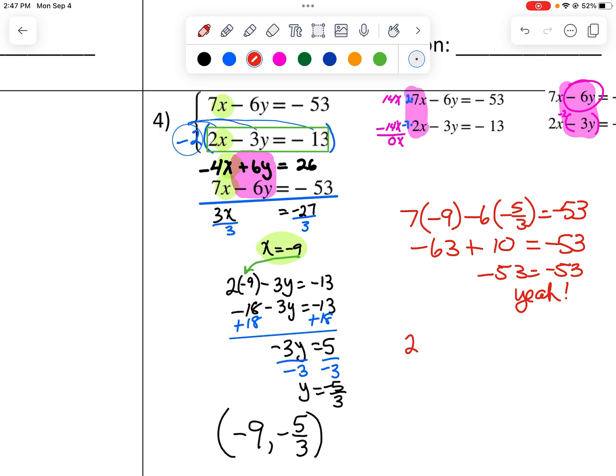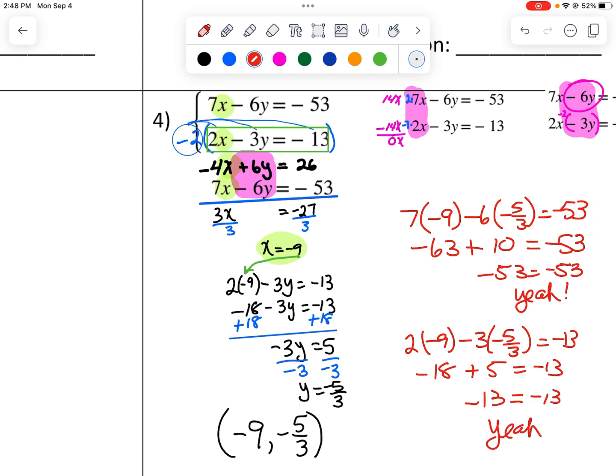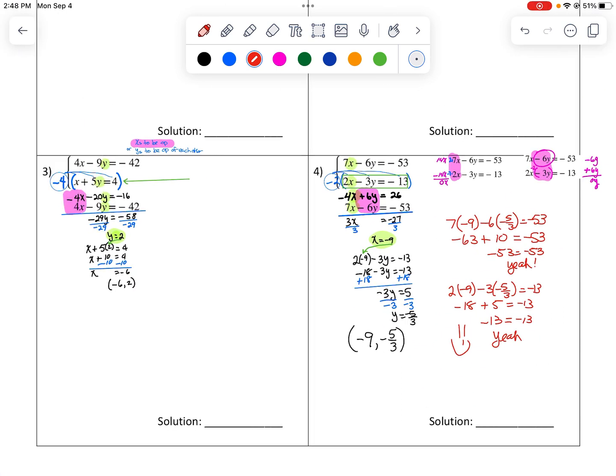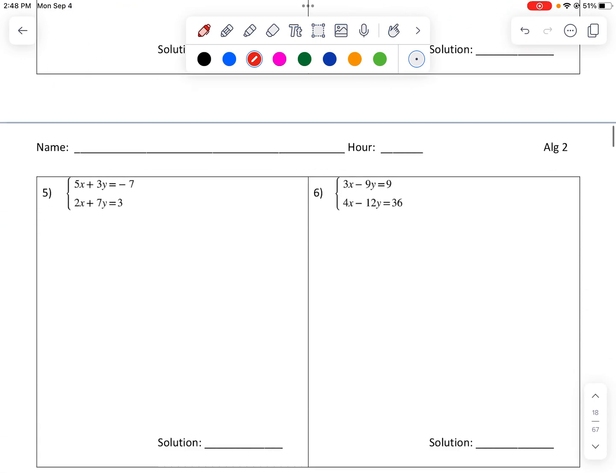Now the second equation: 2 times x, which was negative 9, minus 3 times y, which was negative 5/3, is supposed to equal negative 13. So this is negative 18. This is plus 5 equals negative 13. Woohoo! Look at this, my friends. Yay again, it works. And so yes, your answers do not come out to be integers all the time. Life is a fraction, my friends. We might hate it sometimes, but it's still a fraction. All right, so yay, those worked.